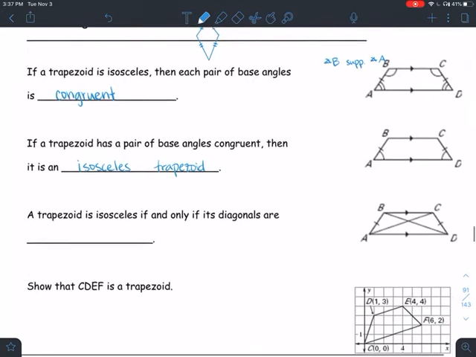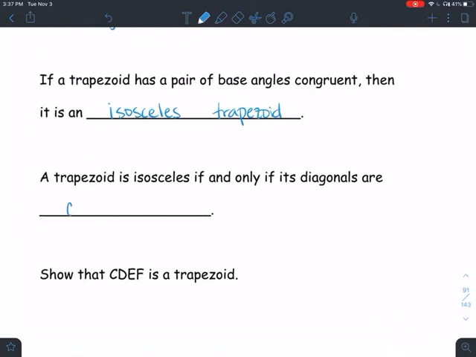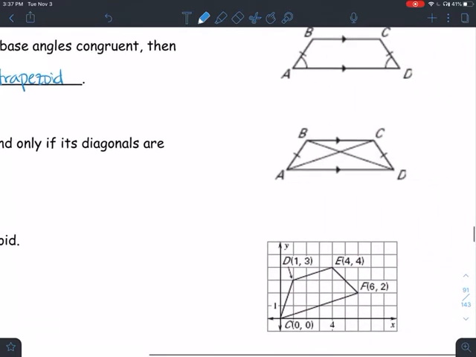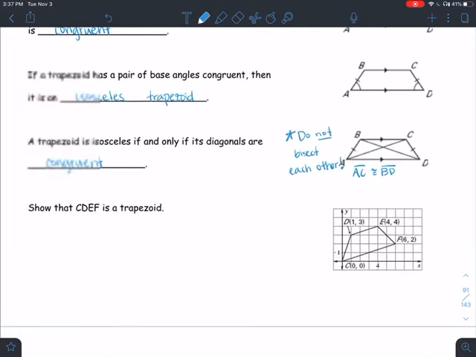A trapezoid is isosceles if and only if the diagonals are congruent. While AC is congruent to BD, one thing you want to make sure of is that they do not bisect each other. Because if they were to bisect each other, it would not be possible for this to be a trapezoid. It would have to be a parallelogram.